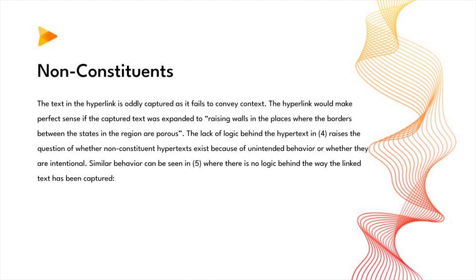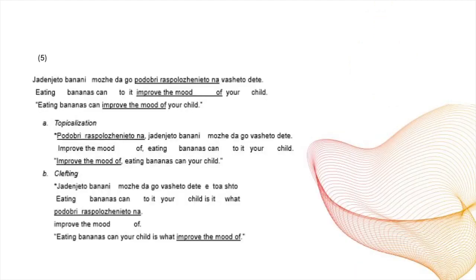Similar example can be examined in the following example where there's no logic behind the way the linked text has been captured. Јадењето банани може да го подобри расположението на вашето дете, which translates into eating bananas can improve the mood of your child. Now, to see that the hypertext is indeed non-constituent, we can perform some tests.